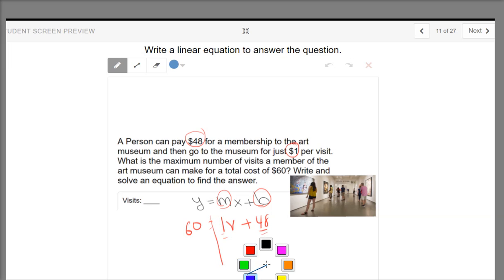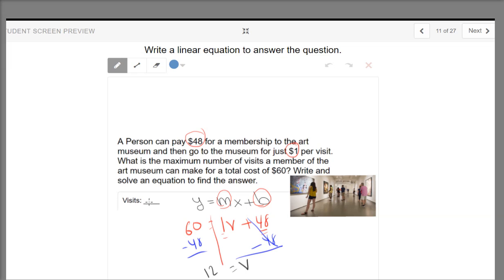So I'm going to subtract 48 from the right and 48 from the left. Plus $48 minus $48. So if you pay 48 and then they give it back, it's 0. So that's 0. We don't even write 0. So on the right hand side, we just got 1V. And 60 minus 48 is going to be 12. Okay, so that's the answer for number 11.